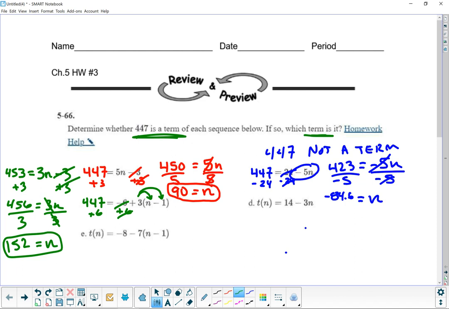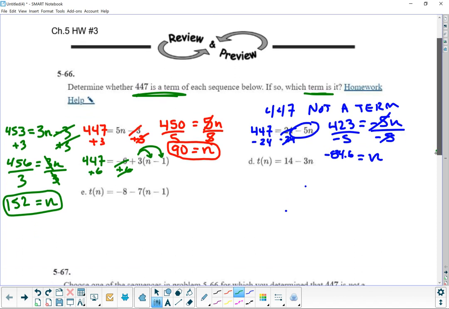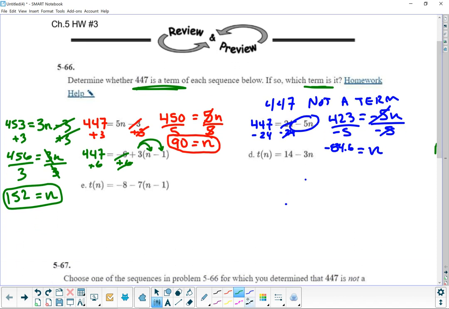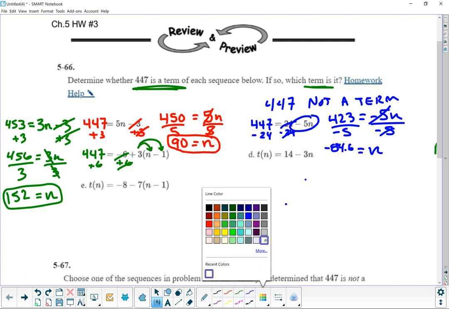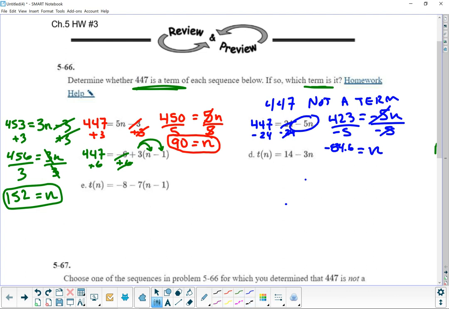While we're at it, let's do E, because it's on the same side. I'm going to use purple for this. So purple on E. I'm going to again put 447 in the place of the t of n.